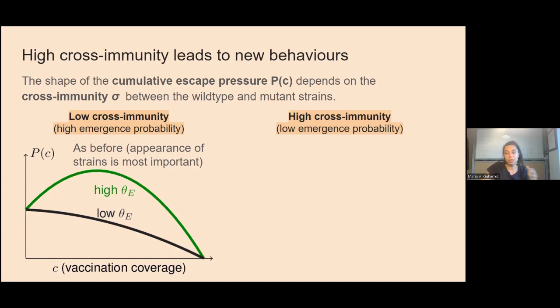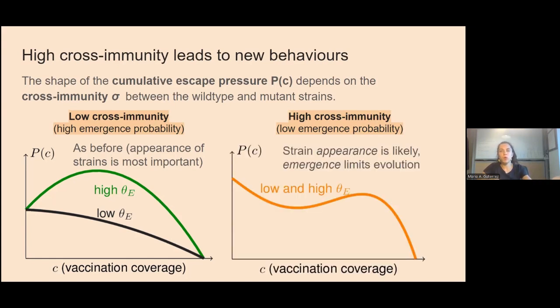then the escape pressure might be small or zero for a few of the times that we were using before to integrate the escape pressure. So that's why the shape of the cumulative escape pressure changes compared to what we had before, where we were not including this phase of stochastic emergence. And so if we have high cross immunity, then a new shape is possible, and strain appearance is quite likely, but it's the emergence of that strain that limits evolution. So what's important from the pathogen's point of view is not that it gets many more mutants, but that those mutants are able to emerge.